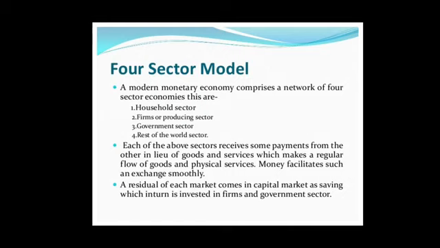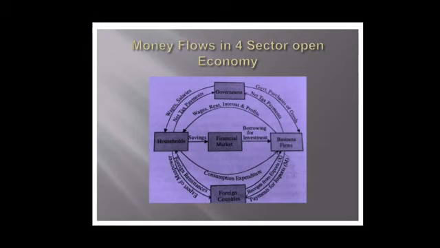Each of the above sectors receives some payments from the other in lieu of goods and services, which makes a regular flow of goods and physical services. Money facilitates such an exchange smoothly. A residual of each market comes in capital market as savings, which in turn is invested in firms and government sector. Such a model is illustrated with the help of the diagram given in this slide.